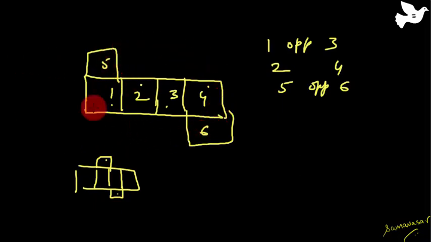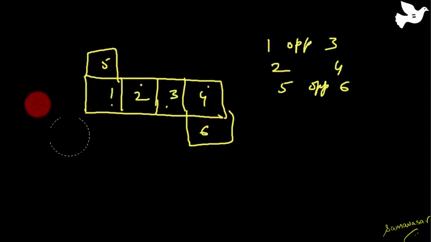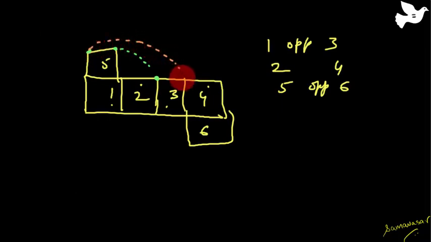Secondly, when I fold this, this edge actually goes and joins here, and this edge goes and joins here. So the near edge goes and joins the near edge, and the far edge goes and joins the far edge. If you actually fold it, you will see that this is true, and similar is the case with the bottom ones. This edge goes and joins here, and this edge goes and joins here.